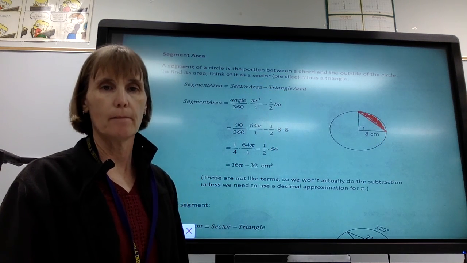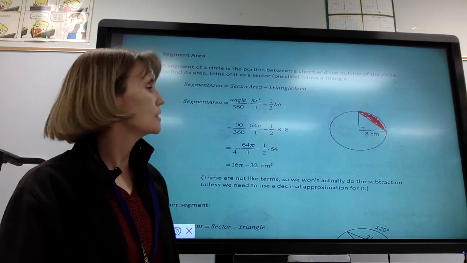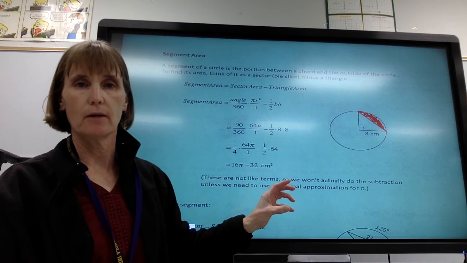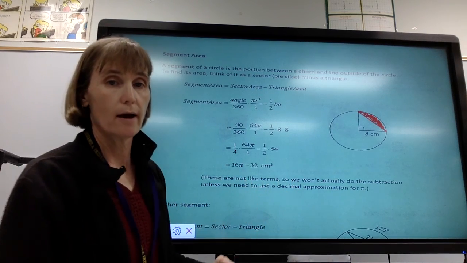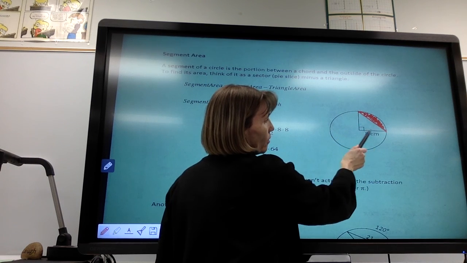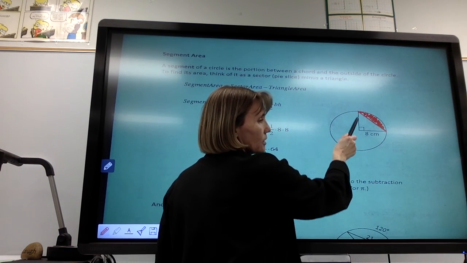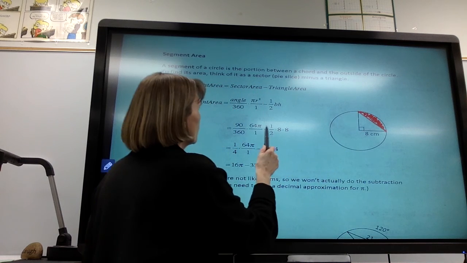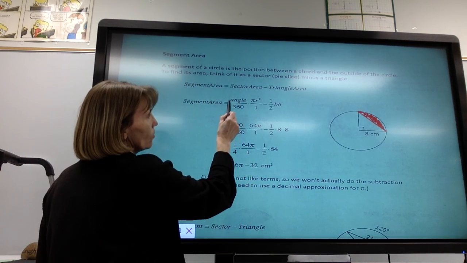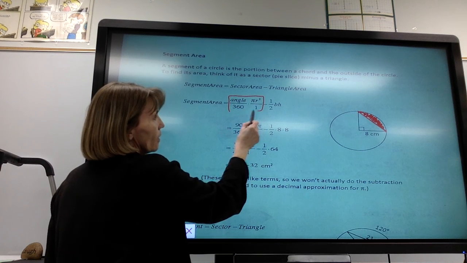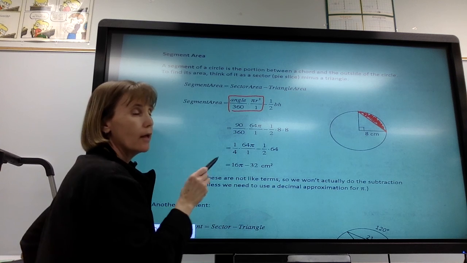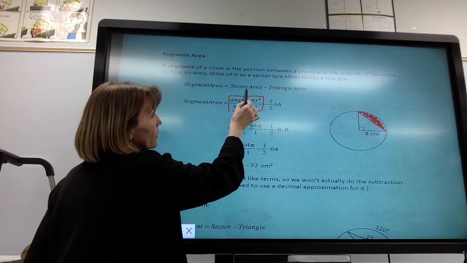Now, you should probably color that in your packet because it's not highlighted in your packet. But that is the portion that we're finding for the segment area. So in order to do that, what we do is we take the sector area. Remember that we were able to find the sector area, and the formula for finding the sector area was to take the angle divided by 360, and we took that times pi r squared, the circle area formula. That was how we were calculating the sector area.